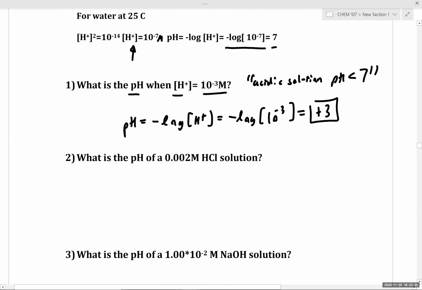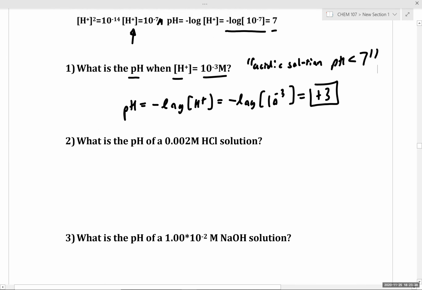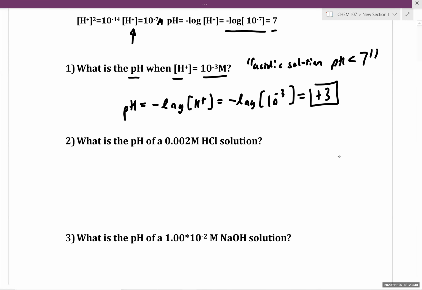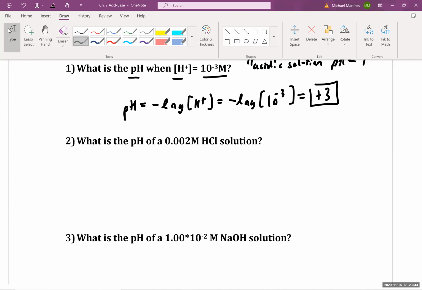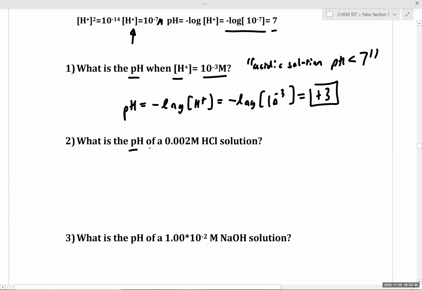Okay. So let's now work on this next example for about 2 to 3 minutes. I'd like you now to calculate the pH of a 0.002 molar hydrochloric acid solution. Don't be shy to submit your responses or questions in the chat or verbally. And we'll discuss this example in about 2 to 3 minutes.